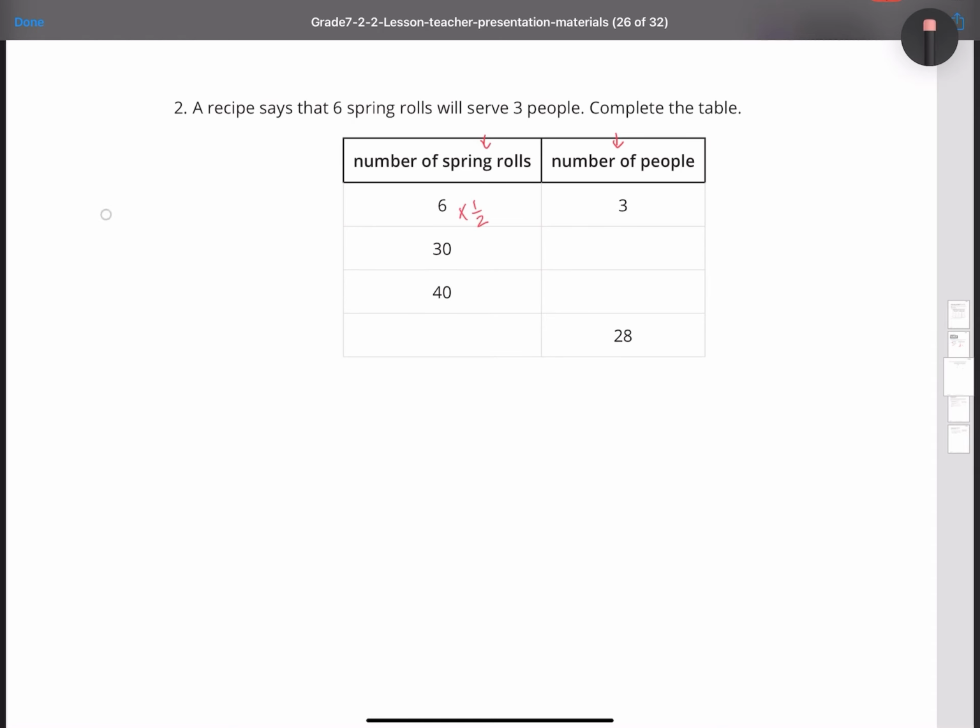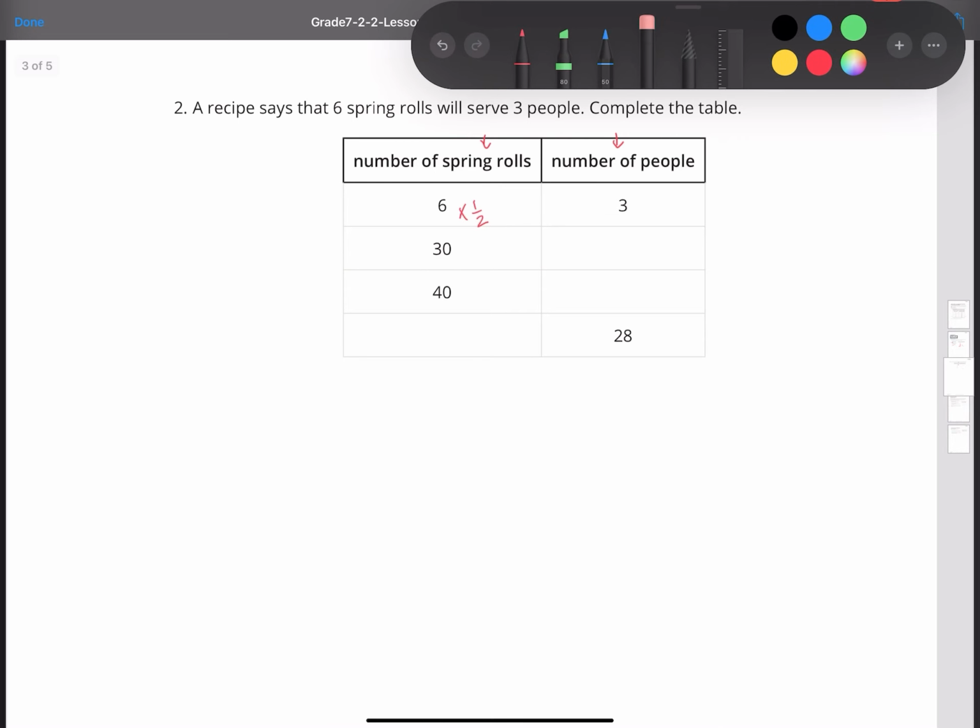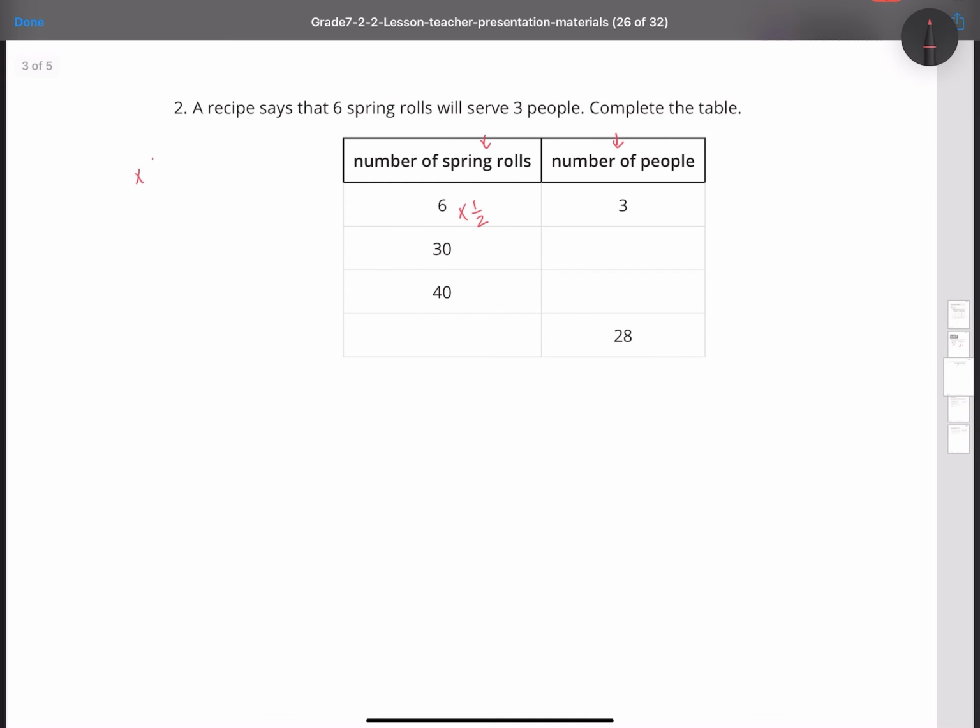But keep in mind that multiplying by 1/2 is the same as dividing by 2. So you can look at it as it's divided by 2, but it's actually being multiplied by 1/2. So I want to multiply 1/2 times each number in the first column. When I do that, I should get 30 over 2, which is equivalent to 15, and 40 over 2, which is equivalent to 20.